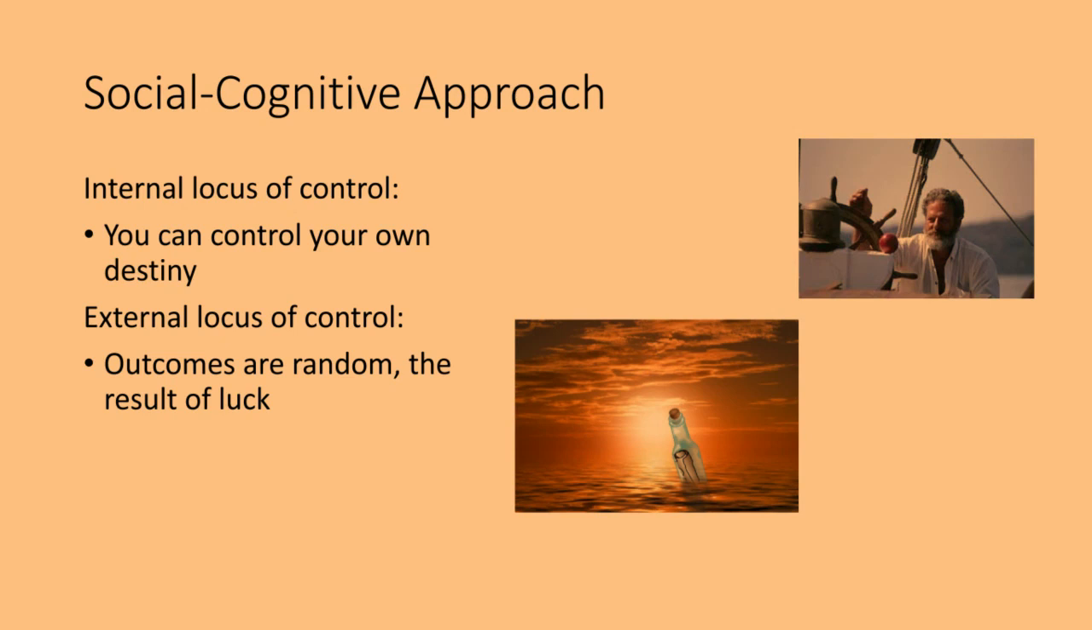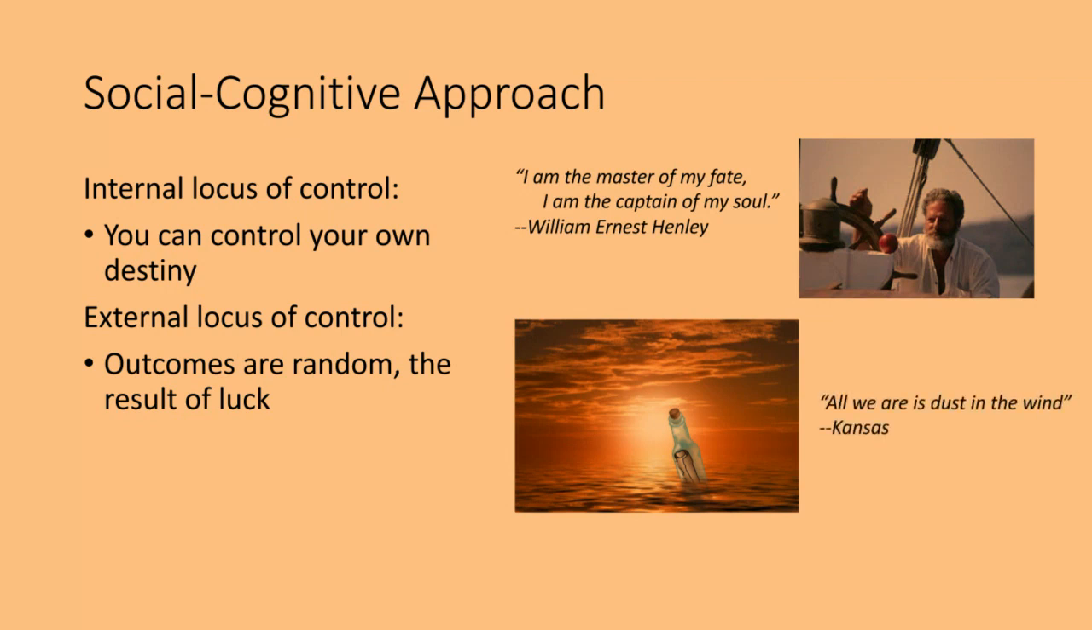So an internal locus of control is the perception that you can control your own destiny, whereas an external locus of control is that outcomes are random and the result of luck. This is a little quote from a poem that I thought of that relates to this by William Ernest Henley. I am the master of my fate. I am the captain of my soul. That would be more of an internal locus of control. And all we are is dust in the wind. That's more of an external locus of control kind of thought. Okay, that we're controlled by external factors.